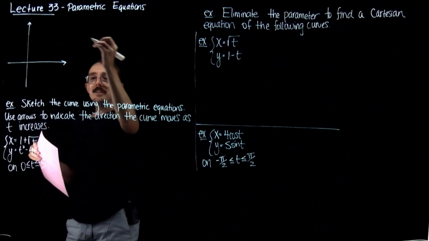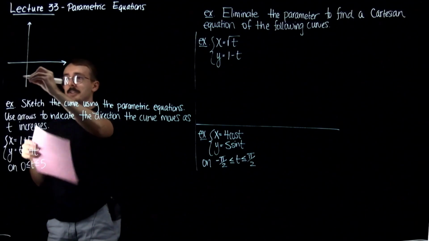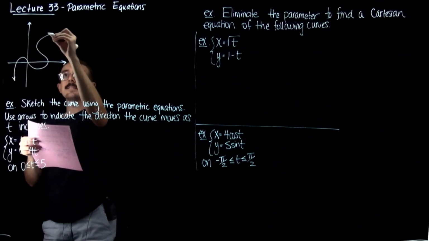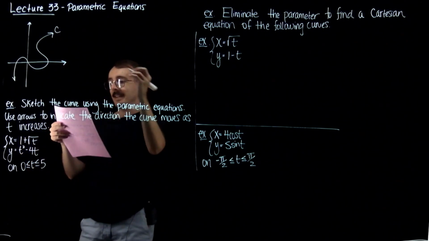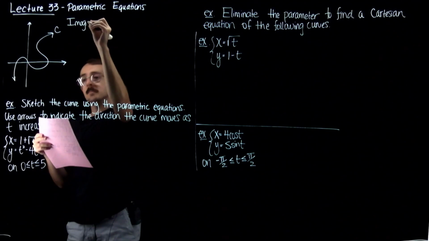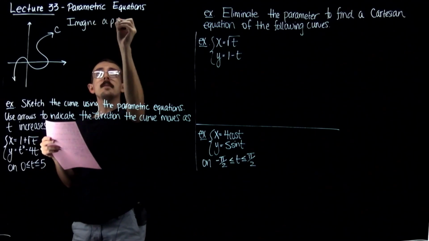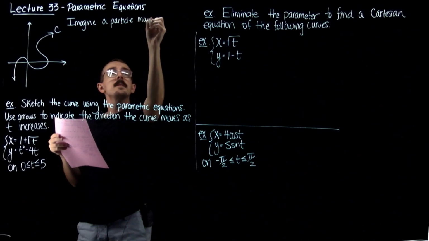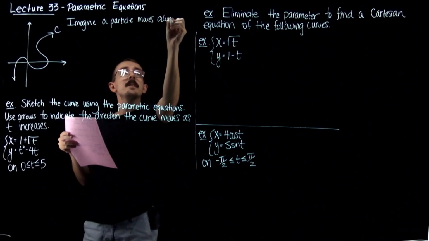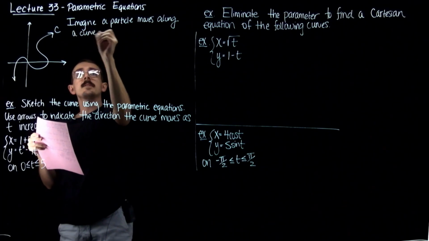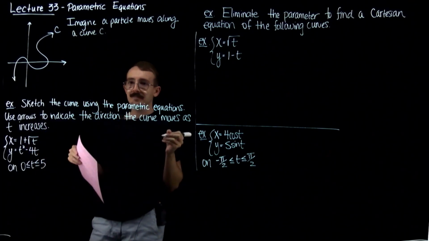So imagine you have some kind of curve. I'm just going to draw some kind of curve in space. It'll look like this, and I'm going to label it C. So imagine a particle moves along a curve, and we're going to call this curve C, like I have in the picture.